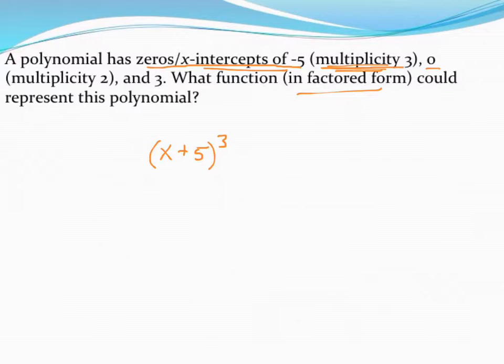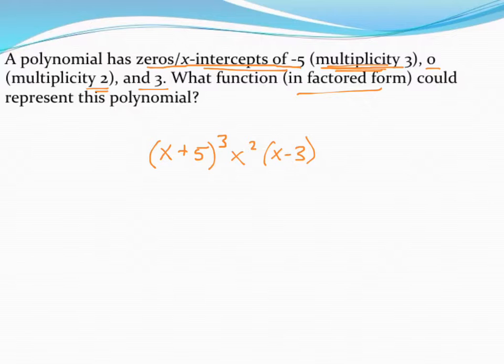0 is the next 0. To get 0, I just have x by itself, or x plus 0 in parentheses. To get a multiplicity of 2 on that, I square it. And then finally, I just want to end up with 3. Well, to get positive 3, I must have x minus 3 in parentheses, and there are no multiplicities of that, so I could just put it to the first power or just leave it off.